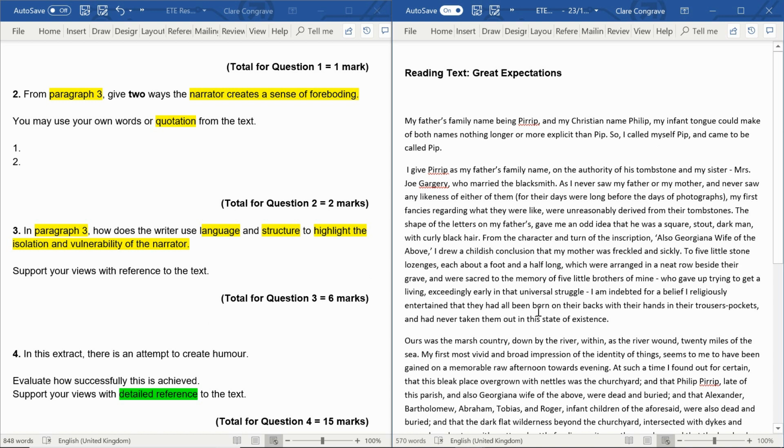So, setting: where is the extract set? How does that relate to the question focus? So how does that relate to humour this time? And then we can look at the ideas. So what do you think the writer's goals were? What did they want you to think and feel? How did they want you to laugh in this case? What did they want to include that would tickle your funny bone?